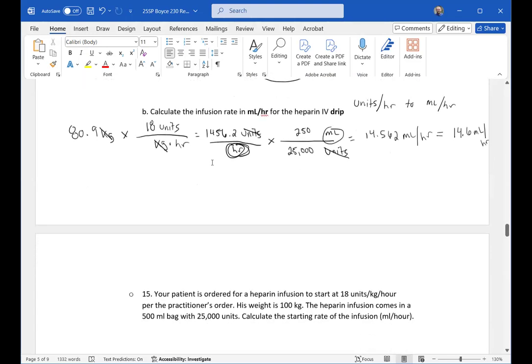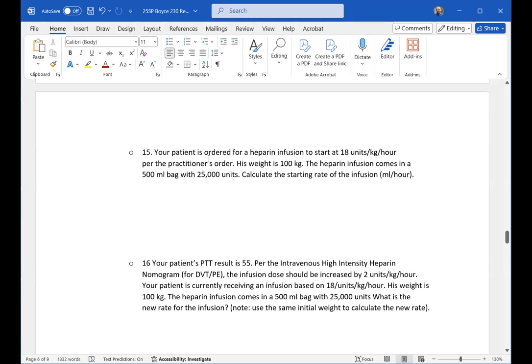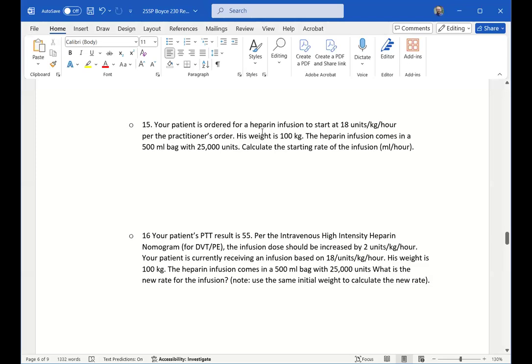So I did create some additional questions using basically the same information. Like you have a patient that's 100 kilograms, and they change some of the variables. They give you the infusion rate and ask you to calculate milliliters per hour based off of it. But notice this is a 500 milliliter bag with 25,000 units as opposed to a 250 milliliter bag with 25,000 units. So they changed the variables up a little bit, and there's some extra practice here.